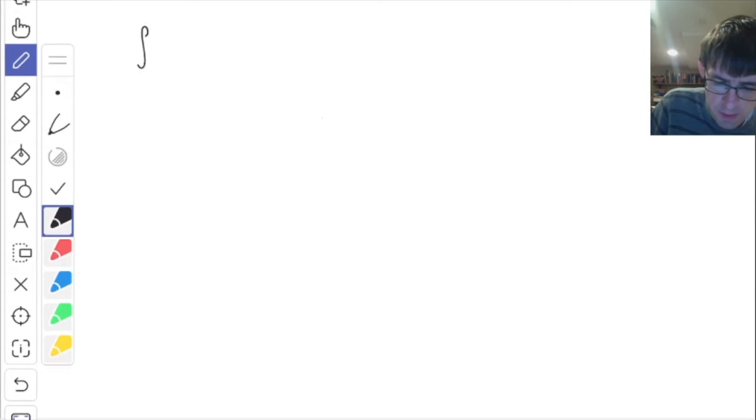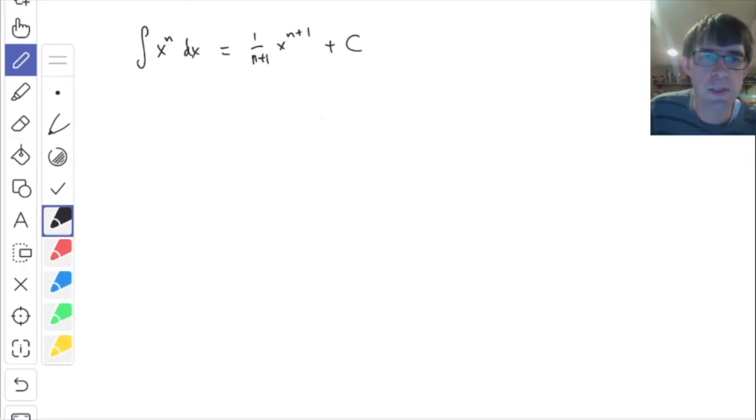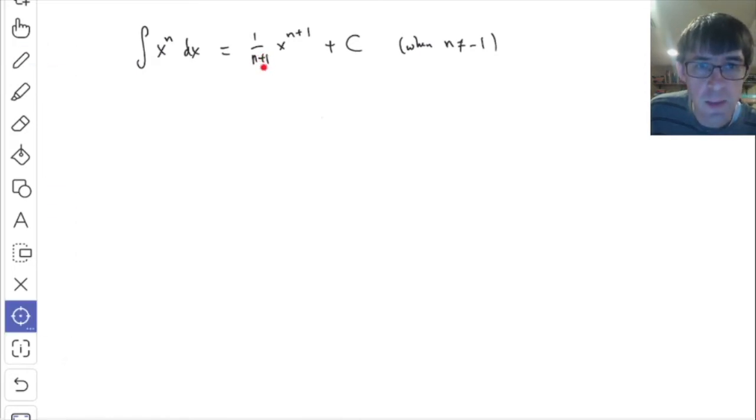So the basic one is the antiderivative of x to the n dx is 1 over n plus 1 times x to the n plus 1, plus c. This is how you do the antiderivative of a power of x. You always put the plus c. This works as long as n is not equal to negative 1. If n is minus 1, then that would make this denominator equal 0, and that's not allowed. So this formula cannot possibly work when n is minus 1.